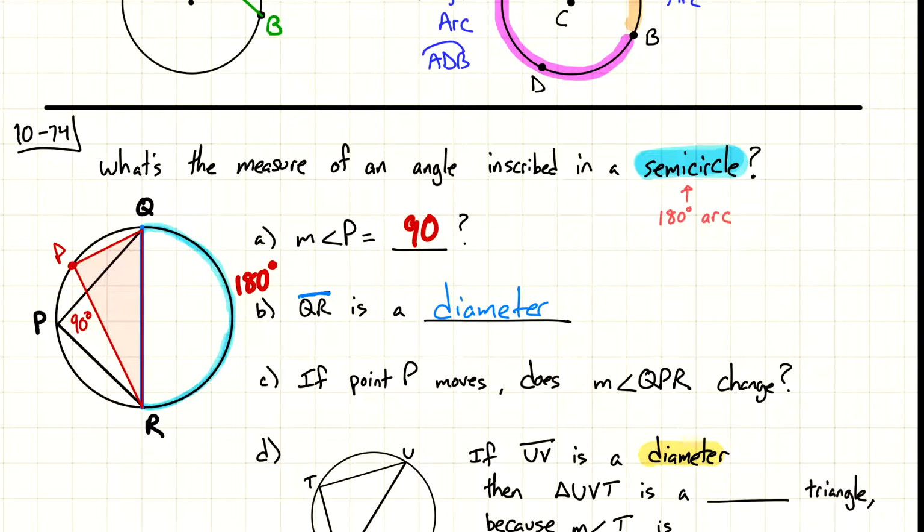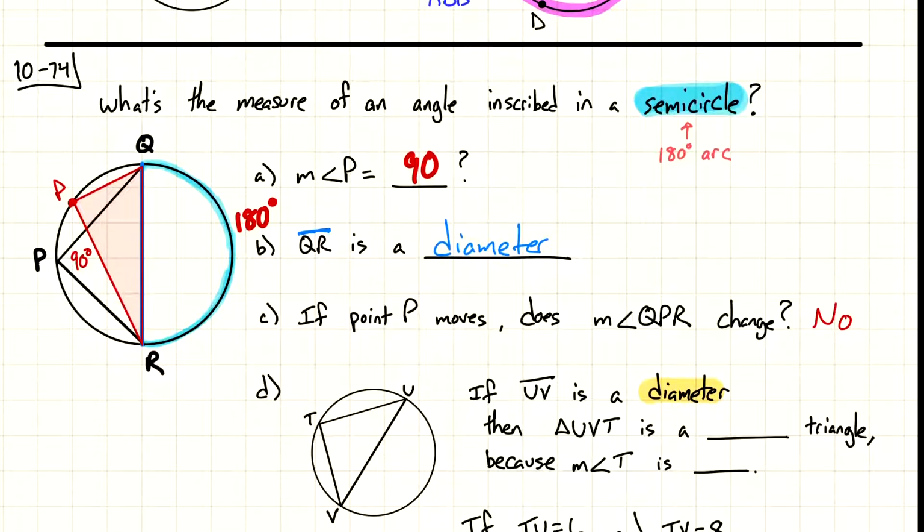All right. Well, I don't know if you got this correct, but it does not change. So this measurement stays the same. Why does it stay the same? Well, if you notice, even though P is moving, Q and R are not moving. And from Q to R is always going to stay 180 degrees. So this inscribed angle still has this arc of 180, which means it's still going to be 90 degrees. All right, so that movement of that angle didn't matter because Q and R stayed in the exact same spot.